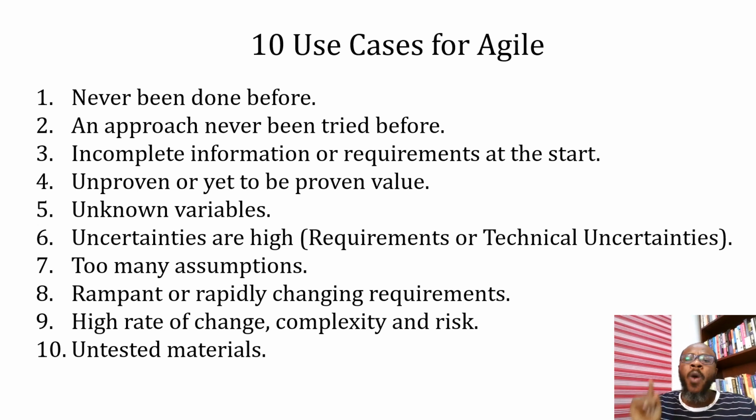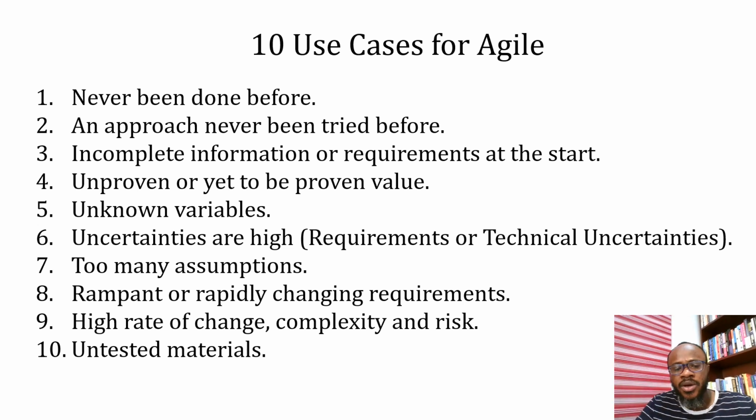Number 8, when you are working in an environment that has rampant or rapidly changing requirements, you will need agile. Yes, the environment is so fluid, it's so dynamic, things keep changing. It's not static. Okay. Number 9, high rate of change, complexity, and risk. The environment has high risk, very complex. Then you will need a methodology that adapts to changes.